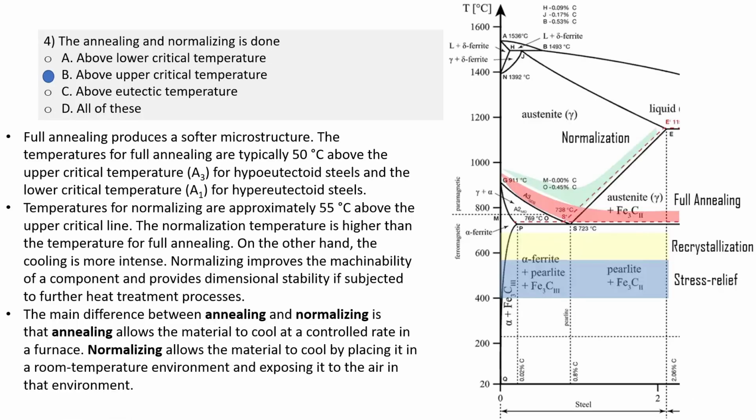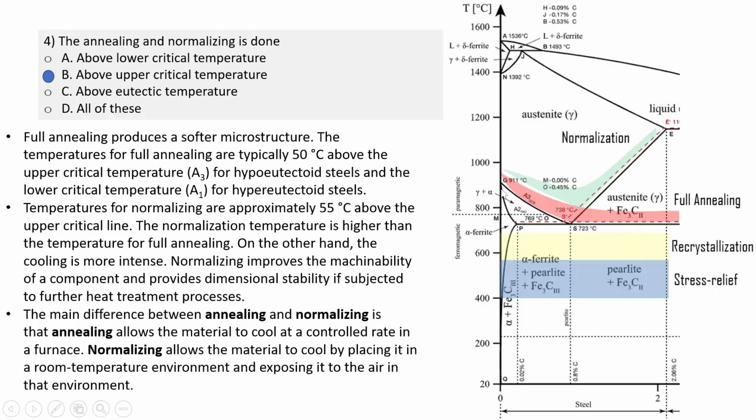So in the phase diagram, this is what it looks like. The shaded red part is the temperature chosen for soaking and for full annealing, and for normalizing it is shaded with the light blue. In both cases you can see it's above this A3, which is the upper critical temperature.